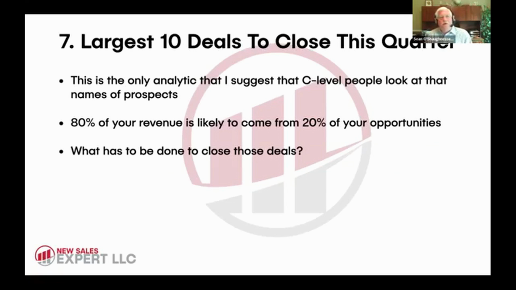Largest 10 deals this quarter. This is the only analytic that I suggest that C-level people, CIOs, CFOs, CEOs look at when it has names of prospects. The only time you should ever look at it. 80% of your revenues probably come from 20% of your opportunities. And let's face it, you're the CEO of this company. You better know what has to be done to close those deals that are your biggest deals, right? You're probably going to be intimately involved in that.